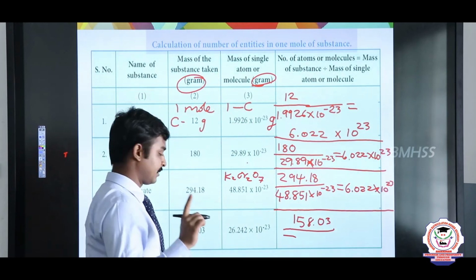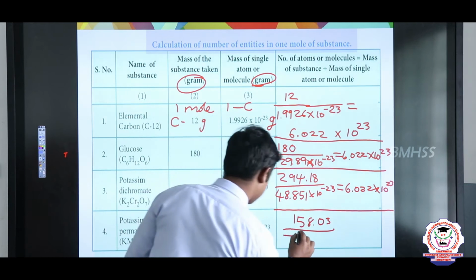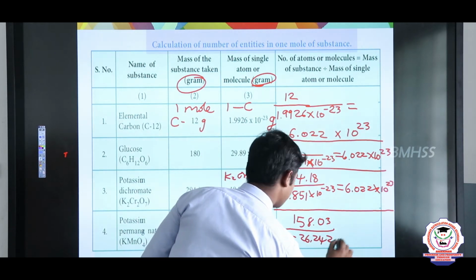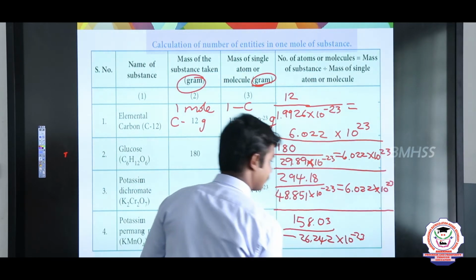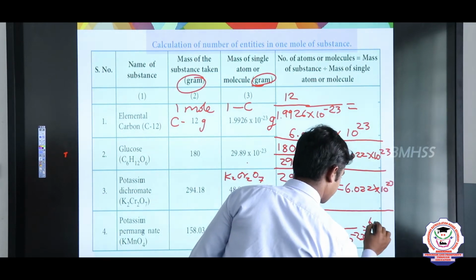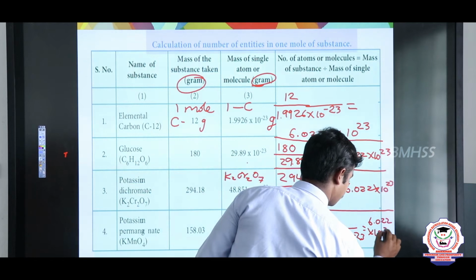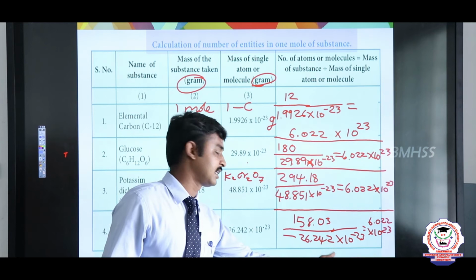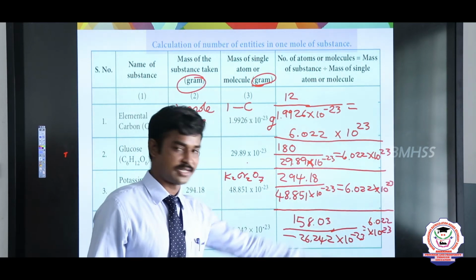1 mole of potassium permanganate is 158.03. 1 molecule of potassium permanganate is 26.242 into 10 to the power of minus 23. It also gives the same answer. The answer is 6.022 into 10 to the power of 23. The 10 to the power minus 23, when going up, changes the sign of the power.